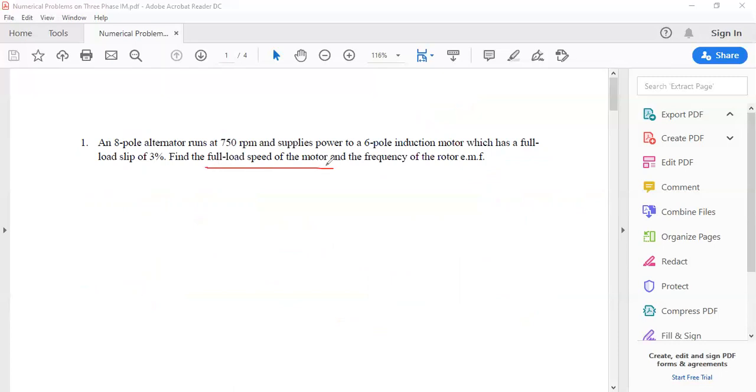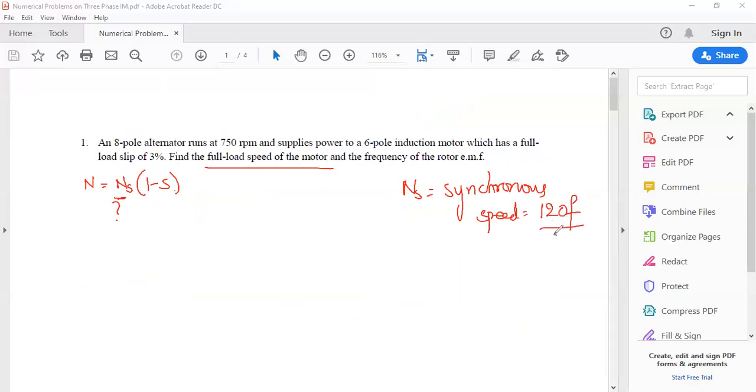First, to find the full load speed of the motor, N: how do I calculate it? N equals Ns times (1 minus S). S is known, but Ns, the synchronous speed, is not known. It is given as 120F divided by P. Here the synchronous speed refers to the 3-phase induction motor, and it can be calculated using this formula.